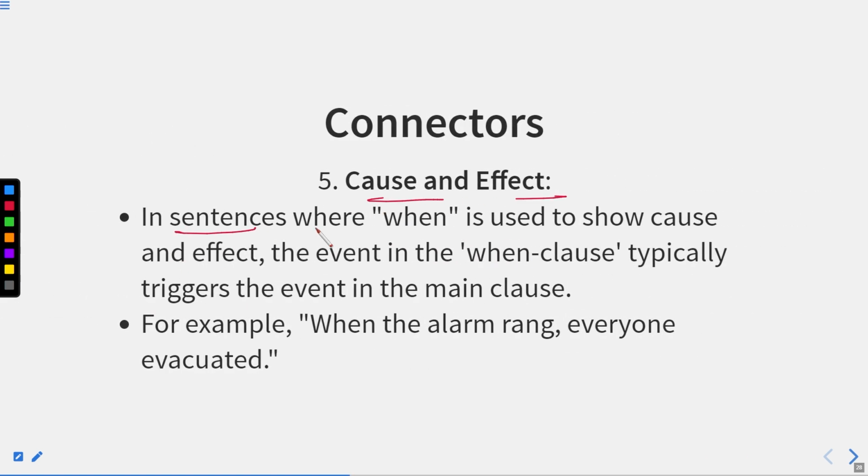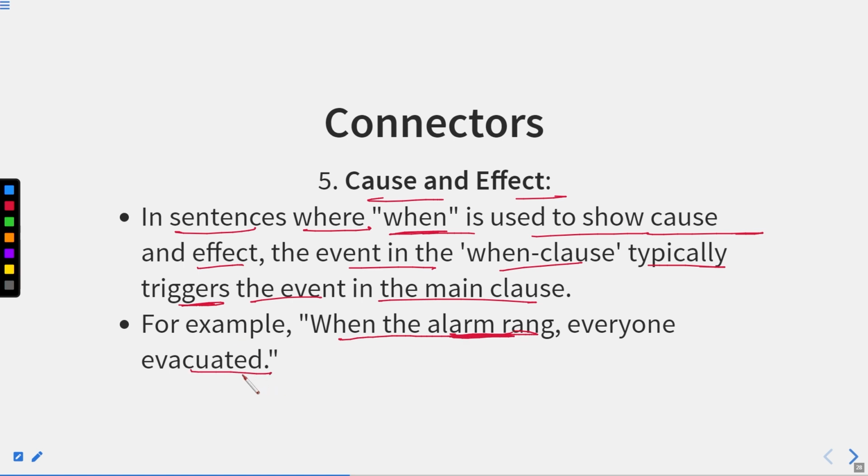Cause and effect. In sentences where when is used to show cause and effect, the event in the when clause typically triggers, meaning instigates or motivates, the event in the main clause. For example, when the alarm rang, everyone evacuated. The alarm rang, this is the past tense. It means everyone came into action. They evacuated, they escaped. So when the alarm rang, it triggered them to go away from there. Maybe there was some natural calamity or something adverse that happened over there.